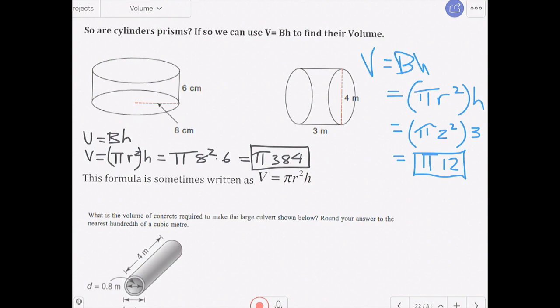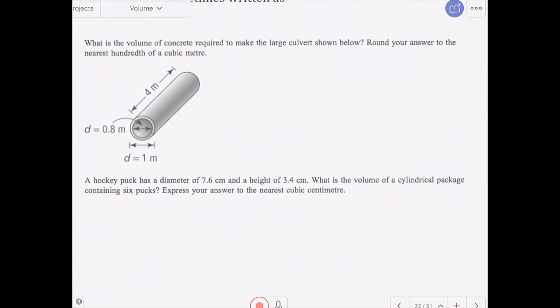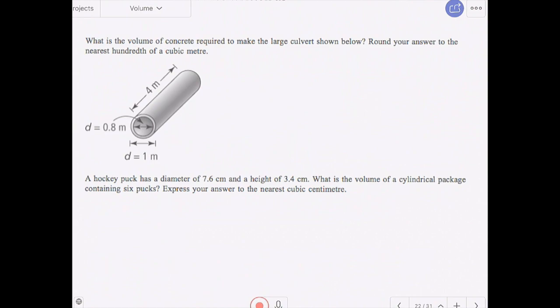So there are 2 more questions here at the bottom. I'm not sure if you've seen those yet, if you don't have the worksheet. And we'll be working through these 2 examples. So you can pause the video and then resume when you're ready.